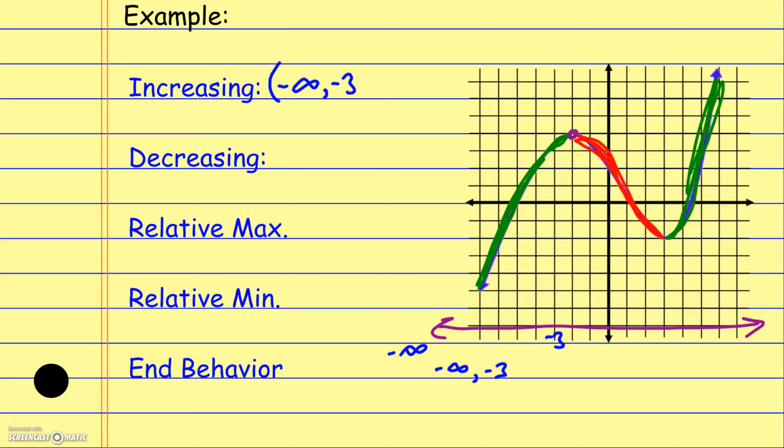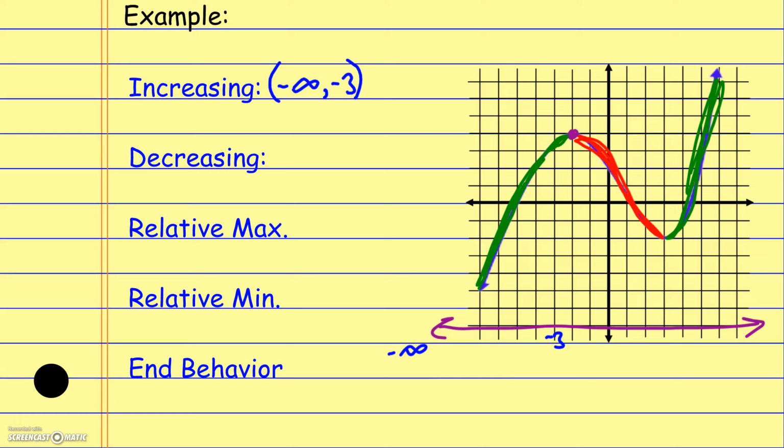That's a relative maximum. So it's not doing either of those things. It's not increasing. It's not decreasing. So when I write the interval notation, I'm going to use a parenthesis here. I'm going to say, hey, that point is not included because I'm not increasing or decreasing at that point.